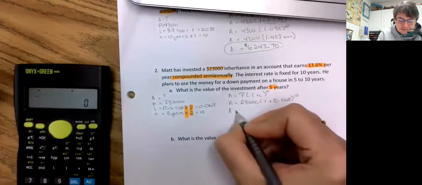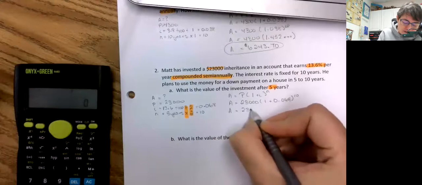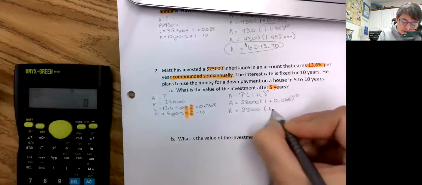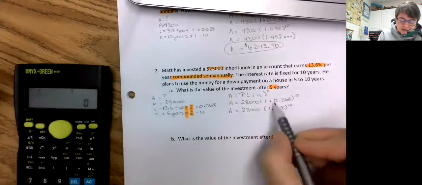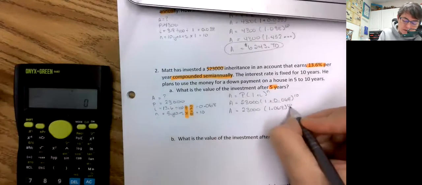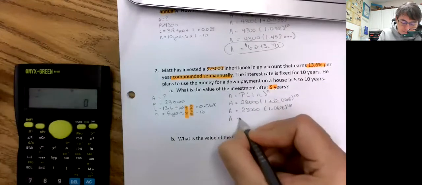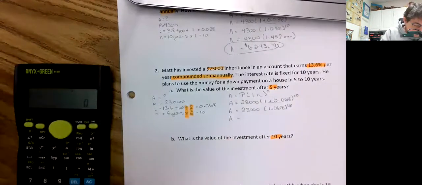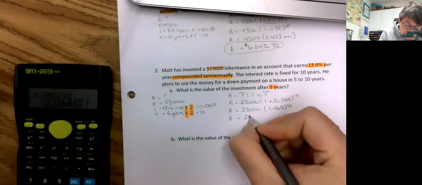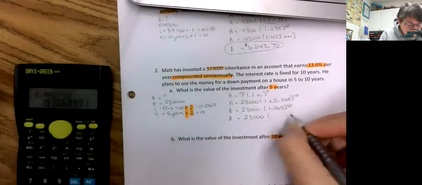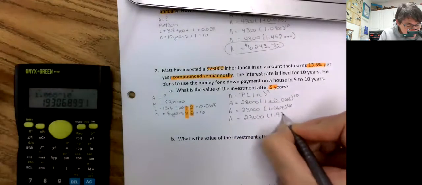So A is equal to 23,000 times 1.018 to the 10. So we add together. Now we're going to worry about our exponent. 1.018 exponent 10. Oopsies, 10. 23,000 times 1.930.